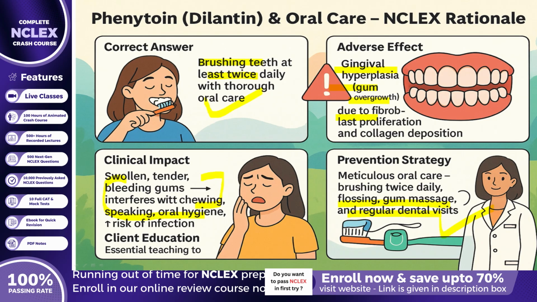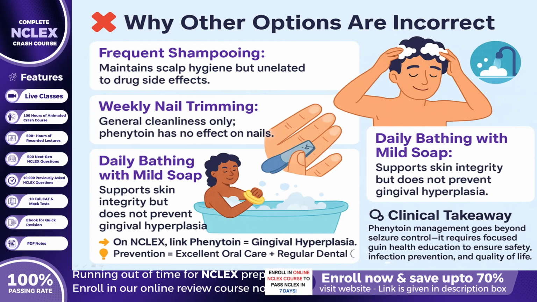Turning now to why the other options are incorrect, let us begin with option 1, frequent shampooing of the hair. While scalp hygiene is certainly beneficial, it has no connection to phenytoin's adverse effects and does not reduce the risk of gingival overgrowth. Moving to option 2, weekly trimming of fingernails, although nail care is important for general cleanliness, phenytoin is not associated with nail complications, making this irrelevant in preventing drug-specific side effects. Finally, option 4, daily bathing with mild soap, helps maintain skin integrity. But again, this intervention does not address the oral tissue changes directly caused by phenytoin.